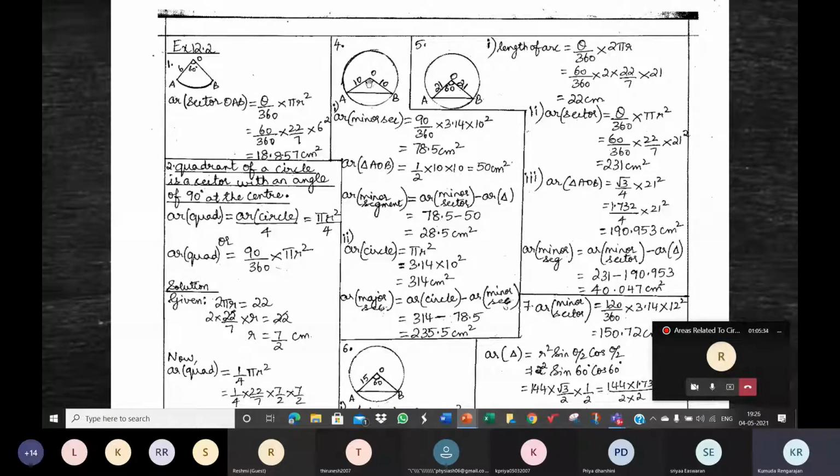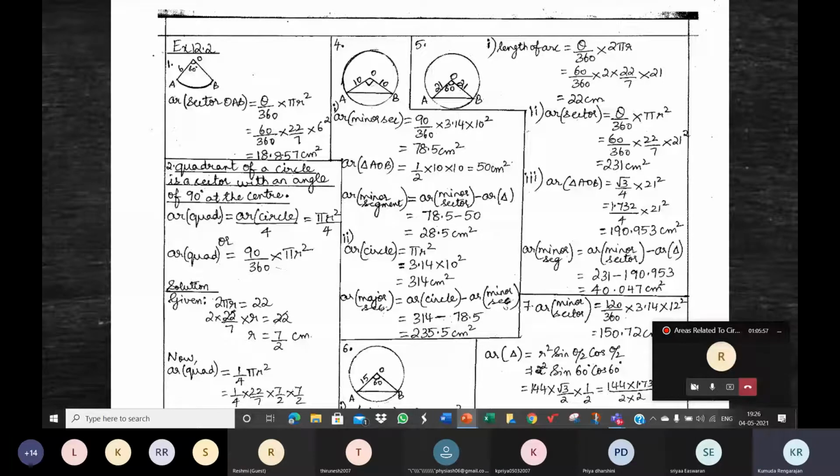See the pointer? It makes an angle of 90 degrees at the center because it subtends a right angle at the center. This is the chord AB. So angle AOB is equal to 90 degrees. Find the area of the corresponding minor segment.